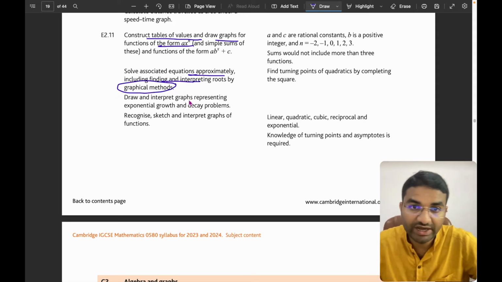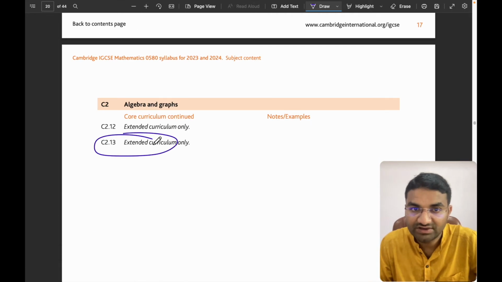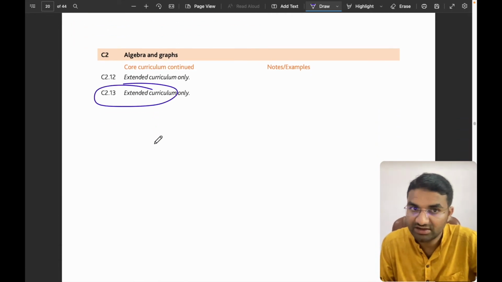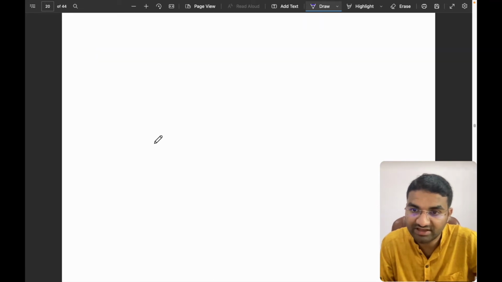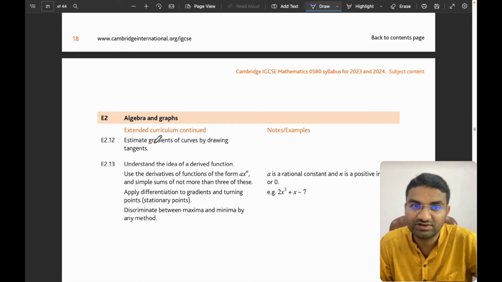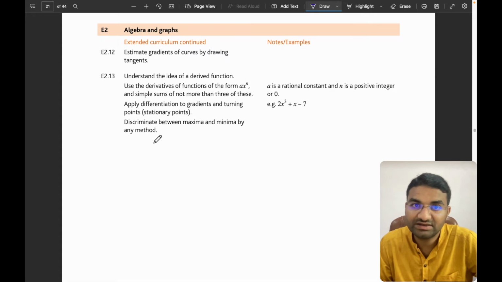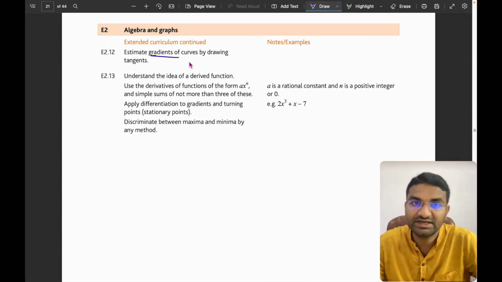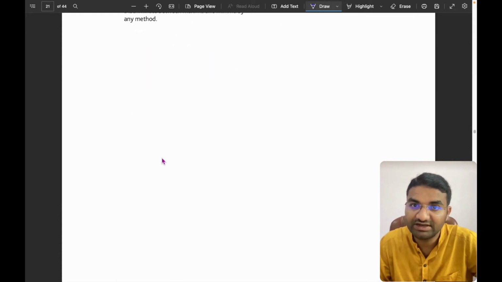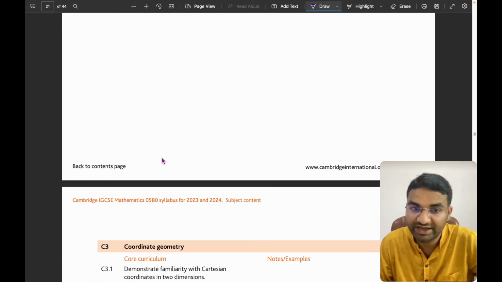So here draw and interpret the graph, exponential graph, decay graph. So yes, there are 13 topics for the extended syllabus. Fine. Then here even estimate the gradients of a curve. Determination of maxima and minima by method.